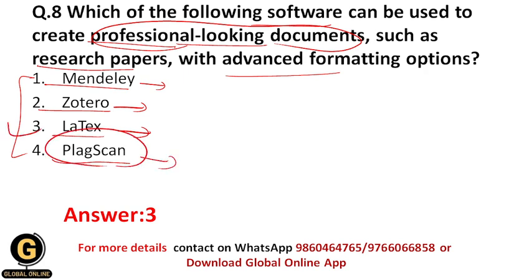PlagScan is nothing but a plagiarism detection software. So options 1, 2 and 3 are getting eliminated, and 4 is getting eliminated. So your correct answer should be what?